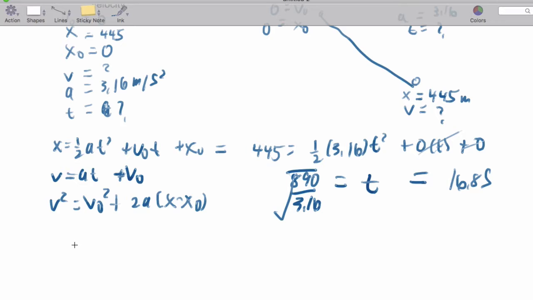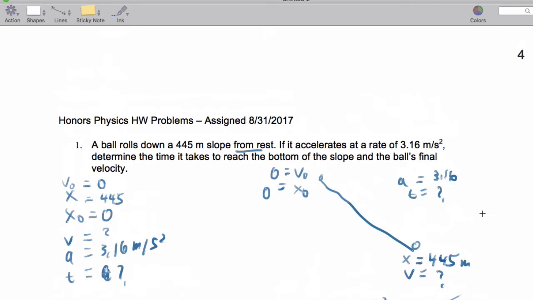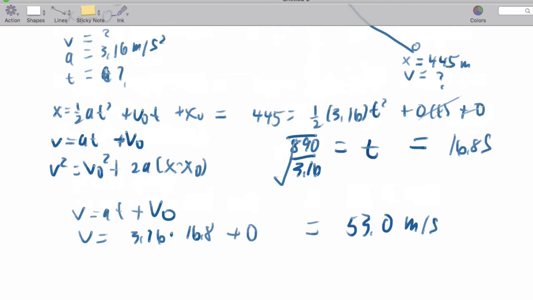Now I can then try the next formula just to see where it leads me to get the final speed. So I have V is 3.16 times 16.8 plus 0. And that's going to give me around 53.0 meters per second. So that's the first question.